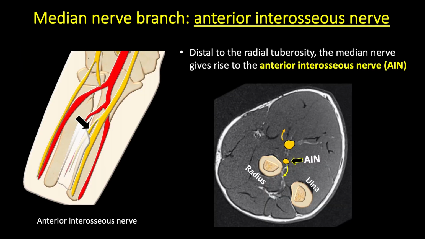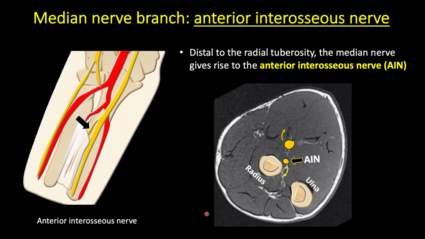Distal to the radial tuberosity, the median nerve gives rise to the anterior interosseous branch, and we find this branch in the cubital fossa. The anterior interosseous nerve runs downward to the carpus directly on the interosseous membrane and innervates the radial aspect of the flexor digitorum profundus muscle, the flexor pollicis longus, and the pronator quadratus.